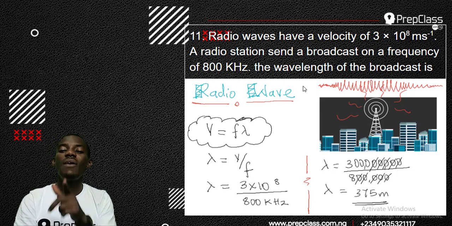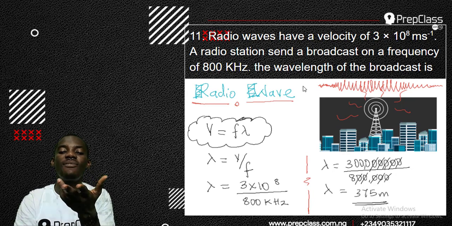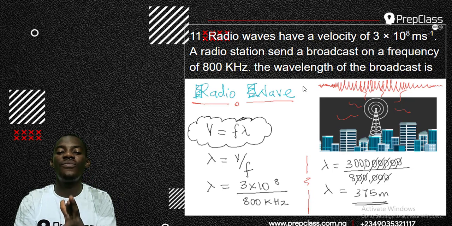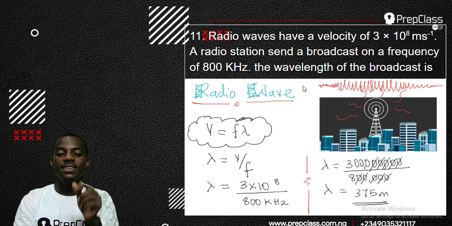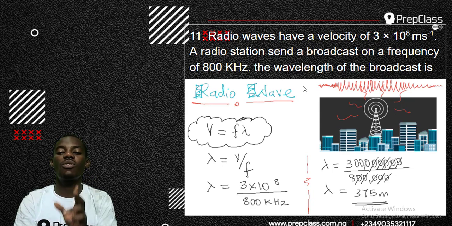And we're told to find the wavelength, which is lambda. Okay, so lambda becomes the subject, so I divide both sides by f. So I get lambda equals V over f, right? That's the way I will use it for this question. Lambda equals V over f, because I'm to find the wavelength, which is lambda. So therefore, my wavelength is my velocity, which is 3 times 10 to the power 8, which is the speed of light, over the frequency, which is 800 kilohertz.